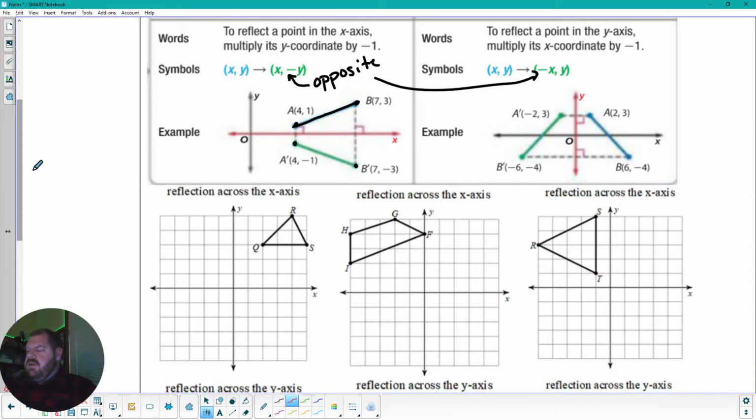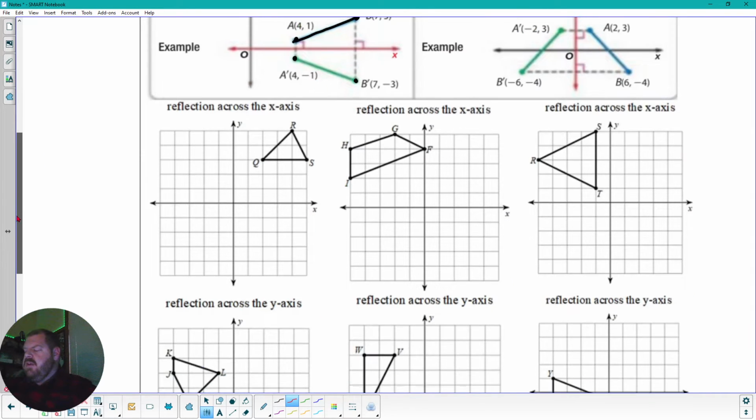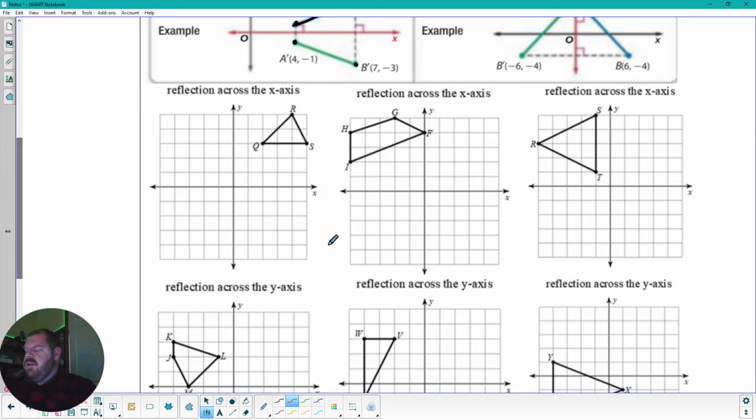Let's look at a couple examples, because I feel like examples drive how to do this. The one thing I always want to highlight when I'm doing any of these is where my mirror is. It's given to me in the problem: reflection across the x-axis. So the x-axis is my mirror. And I'm just going to do it point by point.